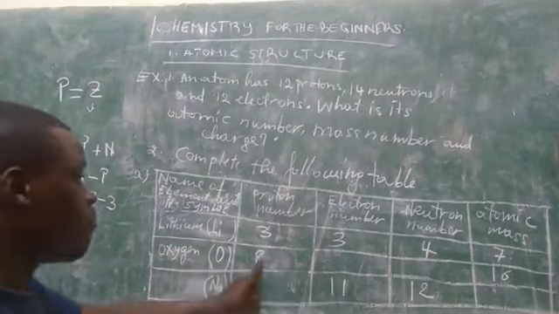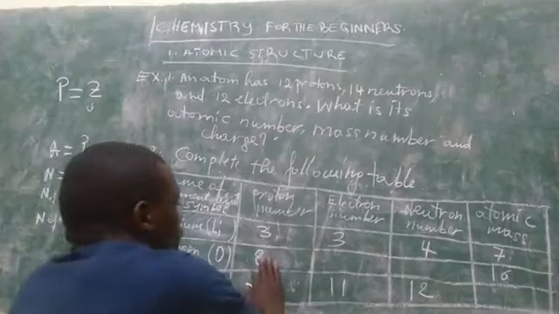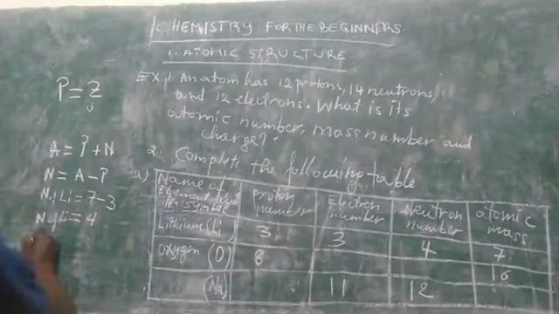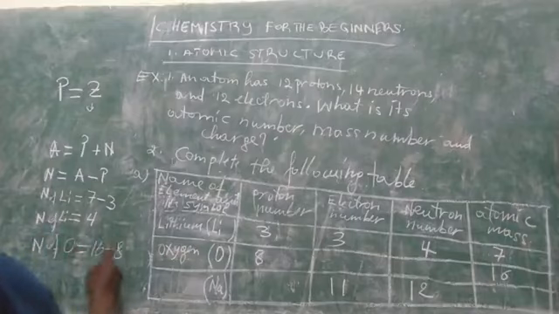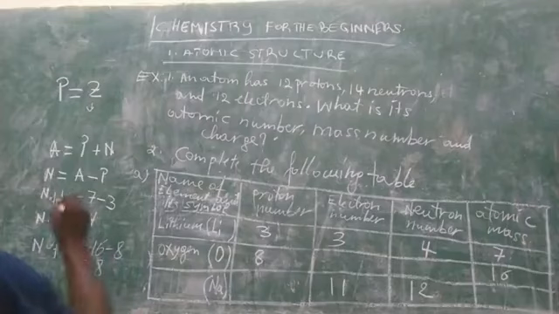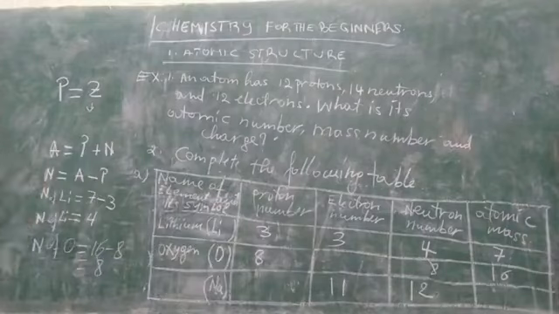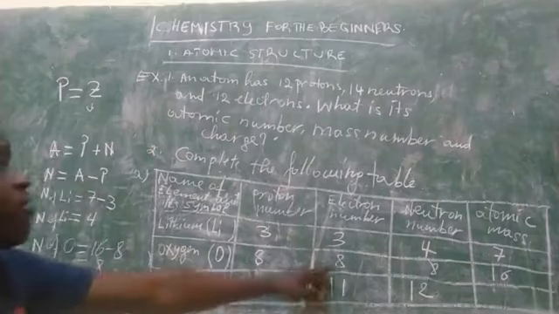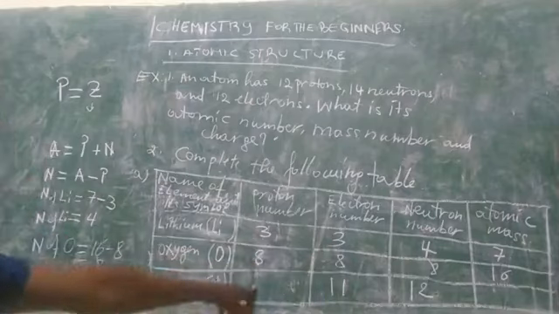So oxygen, if the proton number is 8, the mass number is 16, which means we can also get the neutron number. The neutron number of oxygen will be equal to 16 minus 8, which is equal to 8. That is how you can do it. Here also we put the number of electrons, and it is always equal to the number of protons when an atom is in a stable state.